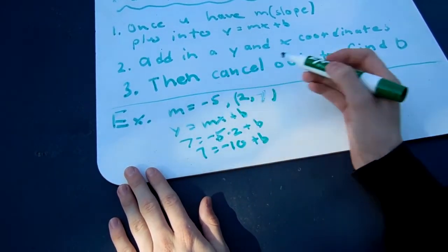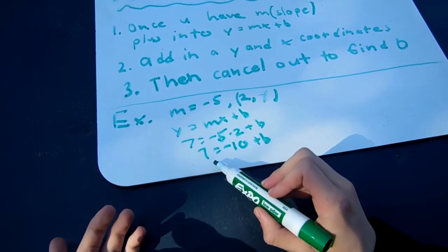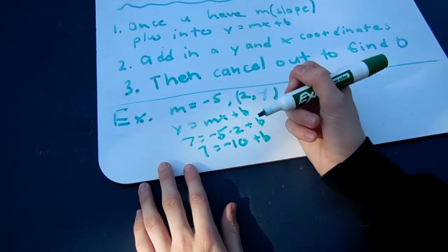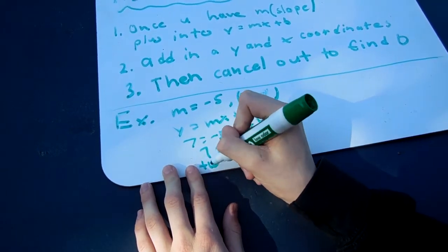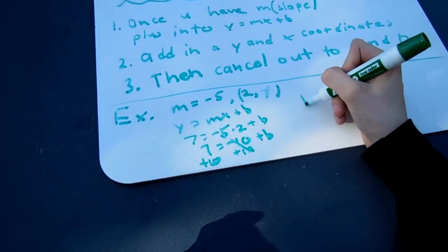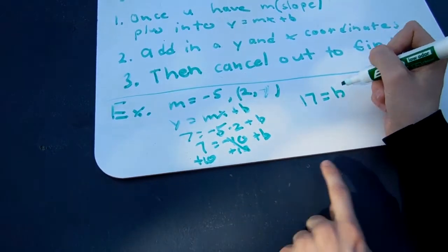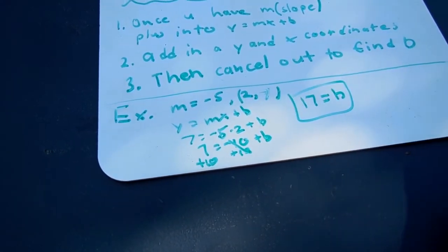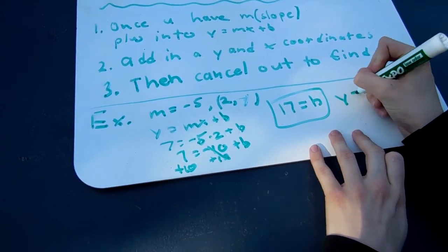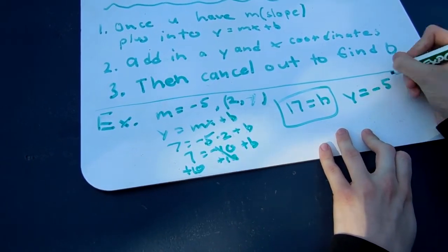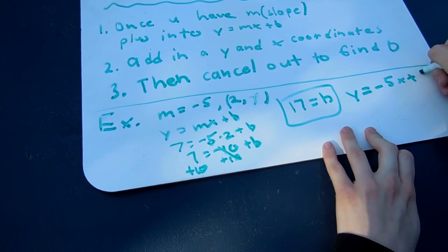Alrighty, so now this is where we're going to cancel out to find what b is. So obviously we're going to do plus 10 on this, plus 10 right here. Let's continue right here, and we're going to have 17 is equal to b. What's the final equation of your line? The final equation of our line is going to be y equals negative 5x plus 17. Very good.